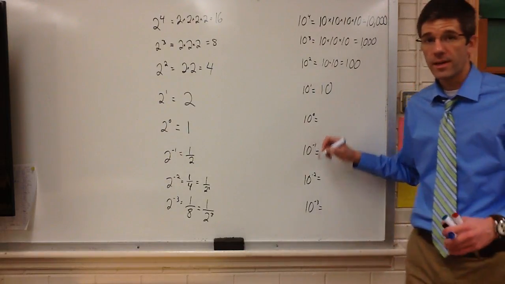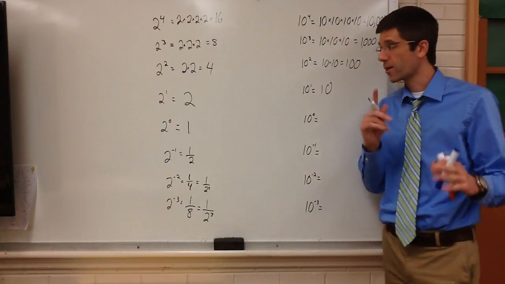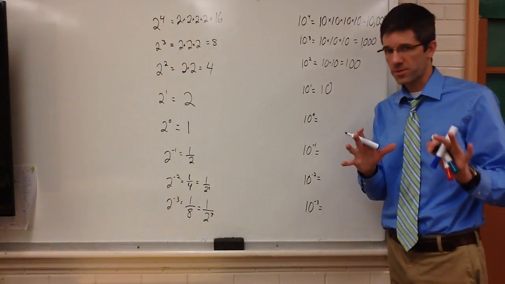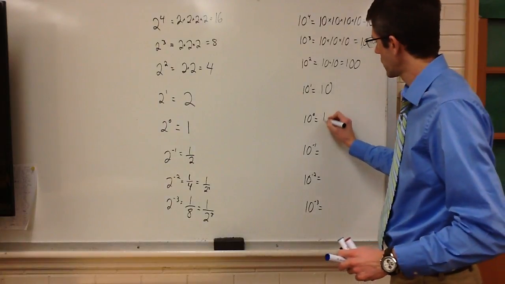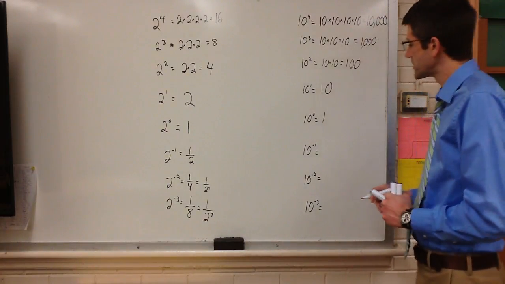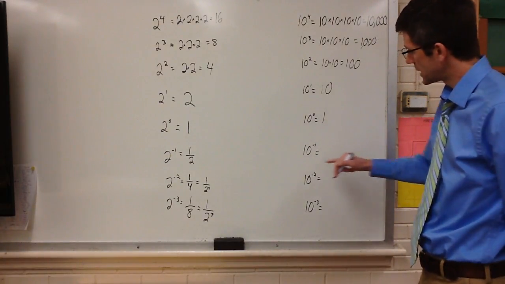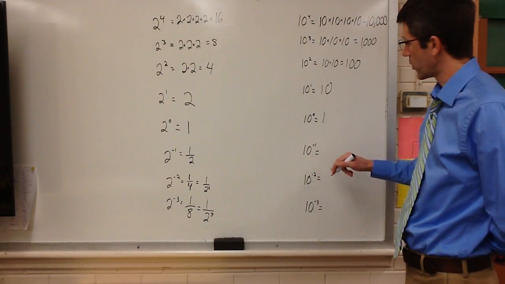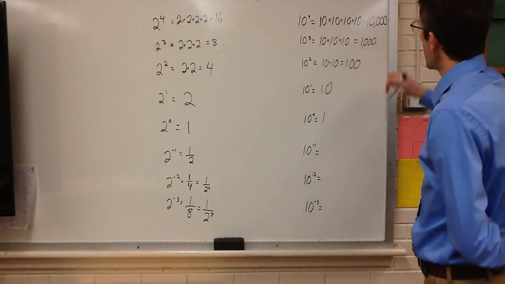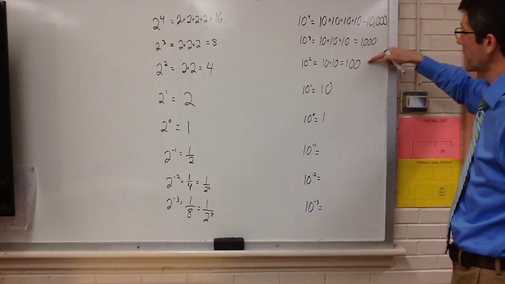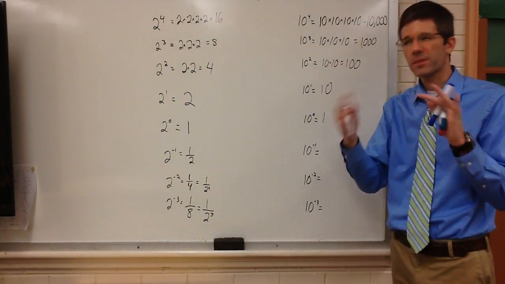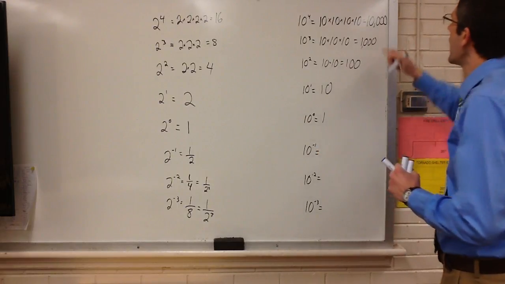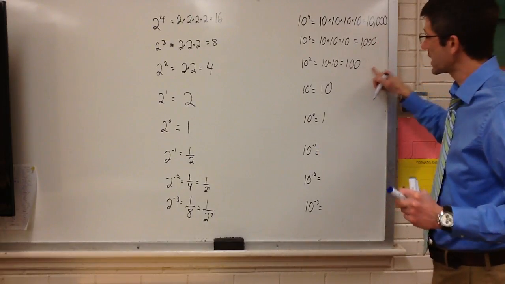10 to the 0 is, okay. Anything, with the exception of 0 itself, any real number to the 0 power is 1. Okay? So, 10 to the negative 1. All right, let's think about this. As I move down, I am taking a 0 off every time. Let's think about what I'm doing mathematically, though. I am dividing by 10 every time.